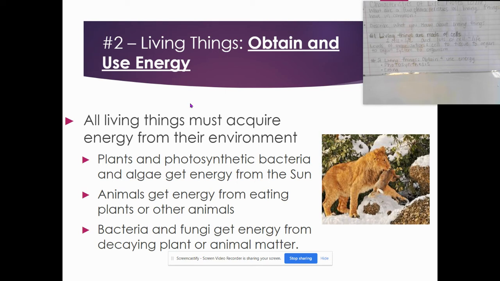And foods that are more organic, not in the sense of grocery store organic. We're going to learn the difference between science organic and grocery store organic, but more scientifically organic foods, your meats, your vegetables, your carbohydrates, your proteins, all those things that are less processed can give you a lot of energy, as long as it's not very fatty. Anyways, we'll get into that another time. And then bacteria and fungi get energy from decaying plant or animal matter, and that's called decomposition. So all living things obtain and use energy.